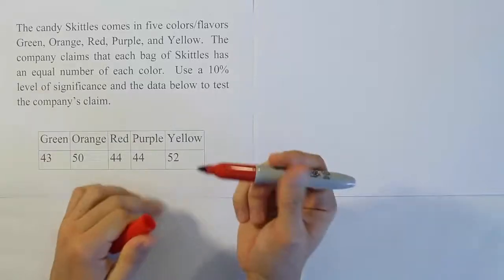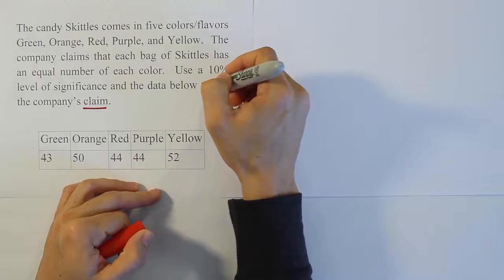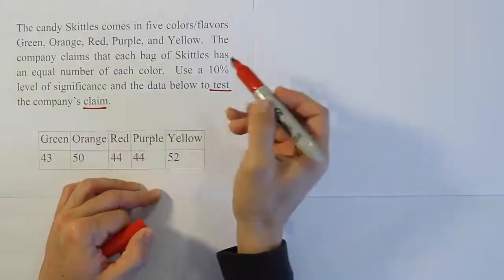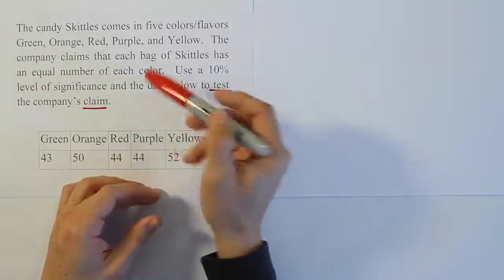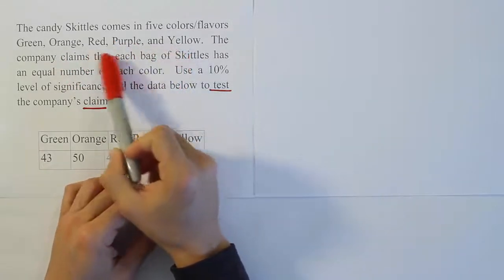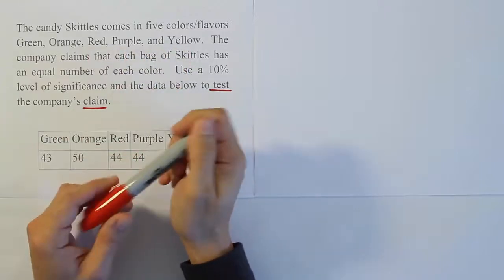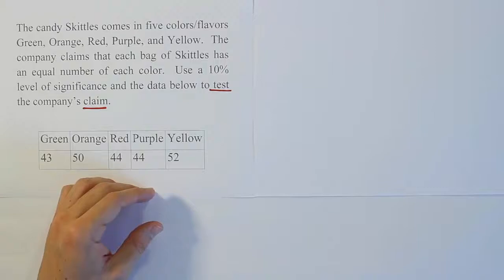So clearly we're testing a hypothesis, right? By this phrase, test the company's claim, and then we have a 10% significance level. We're basically saying that the proportion of these flavors are all equal to one another. So it's a hypothesis test about proportions, and there's more than 2 proportions. This means we're going to be using the chi-squared procedure we've learned.